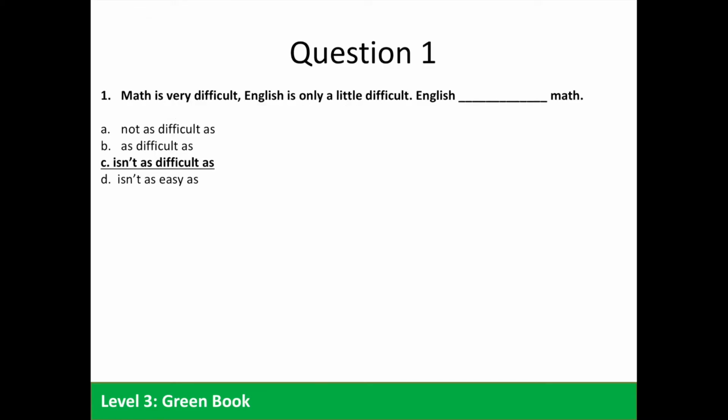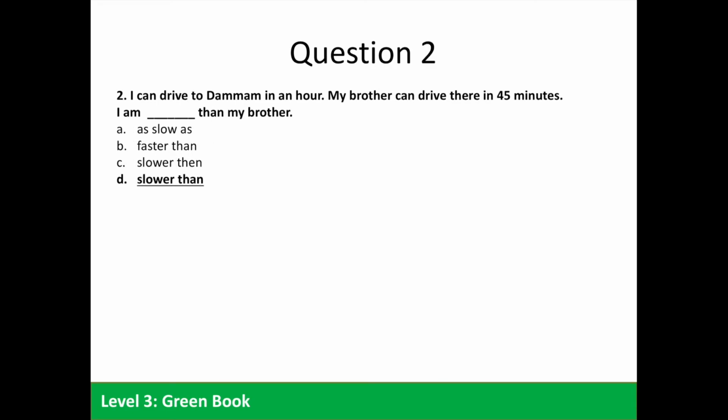Question 1. Math is very difficult. English is only a little difficult. English blank math. Again, these two things are not equal, so we can use the negative. Because we're talking about English, we need the be verb singular, so C, isn't as difficult as, is the answer. Question 2. I can drive to Dammam in an hour. My brother can drive there in 45 minutes. Here, my brother is faster than me. Looking at our answer choices, D, slower than, is the best answer.